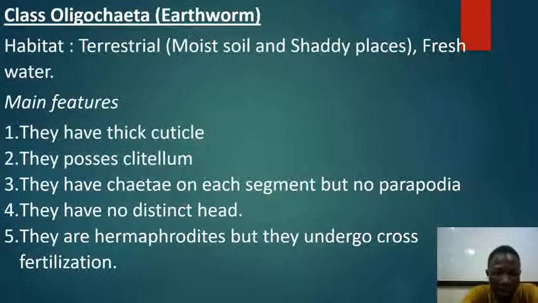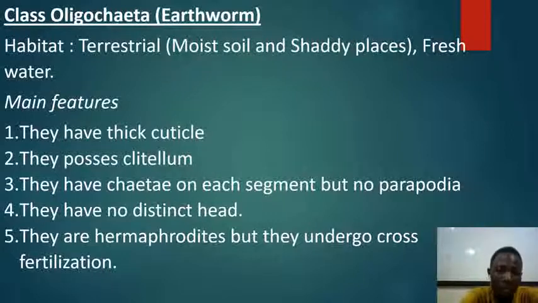Let's note this. They also have chaetae on each segment, but they do not have parapodia. They have no lateral extensions on their body called parapodia. If you look at an earthworm, you will attest to the fact that it has no parapodia. Then they also have no distinct head. Their head is not easily distinguished from their body. You can't easily identify their head on their body. Now, they are hermaphrodites, but they undergo cross-fertilization.